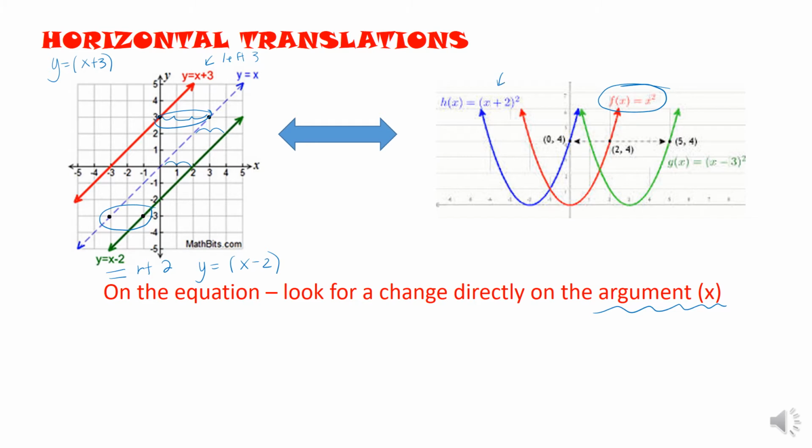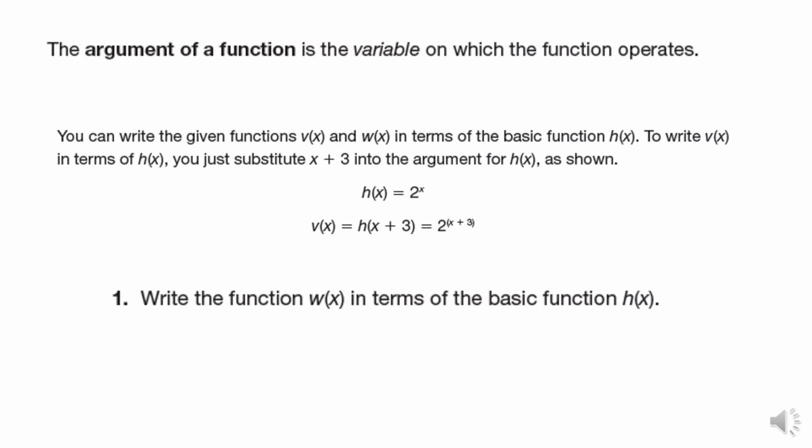If we're going to go left 2, then we put the 2 inside the parentheses, and then the square goes on the outside. Notice it's only affecting the argument, the x. The x is the argument. So in this case, it's only affecting the x. Same with this one, which is saying go right 3. It's only affecting the argument, so it's in the parentheses with the argument, and the square gets left outside. Okay, so it's a little bit easier with quadratics and exponentials to see the changes. So here's the argument. It's the variable on which the function operates.